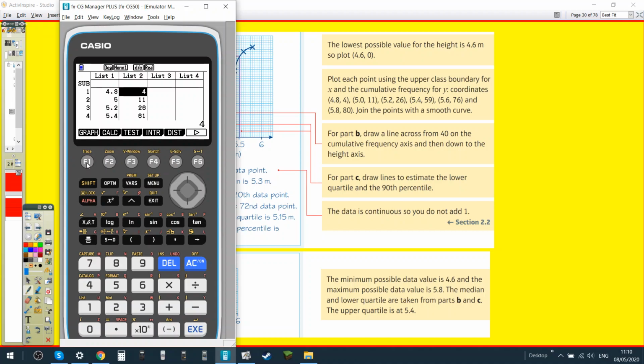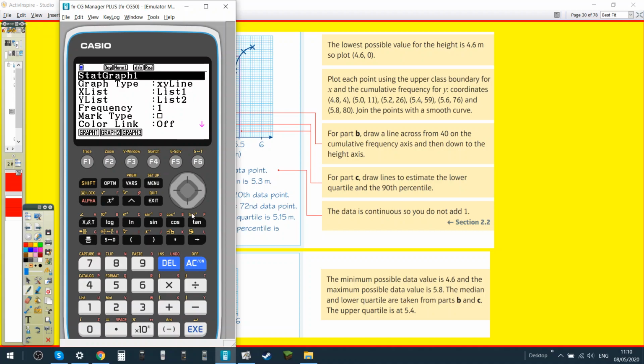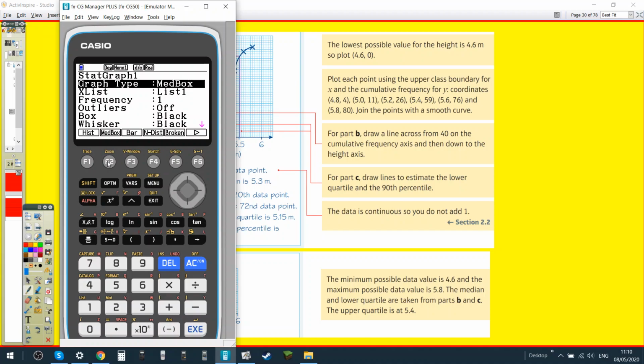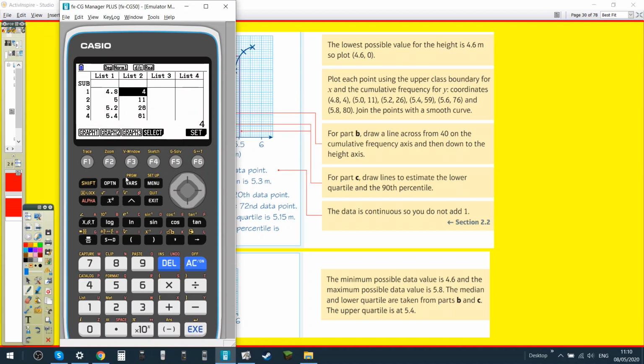Graph. Right. Okay. Your graph 1 might currently be set as a histogram. If I go to F6 for set, what was it called for box plot? Med box, median box, I think they called it. Box whisker, yeah. So we exit that and we do graph 1. There we go. And it does the box plot for us. Again, not very helpful.